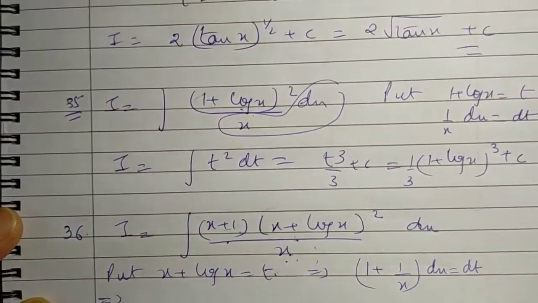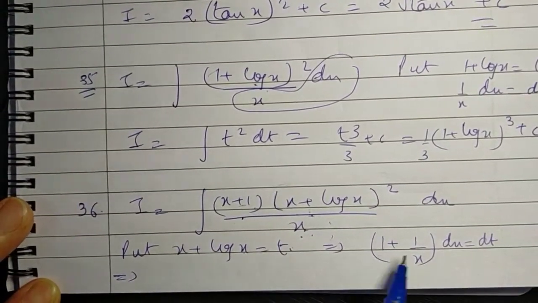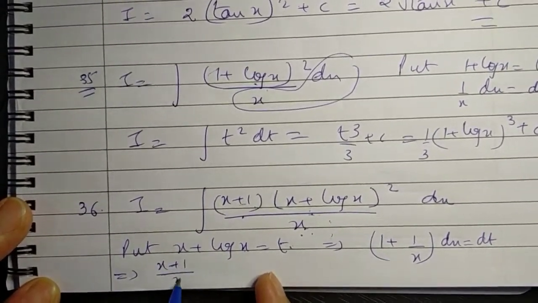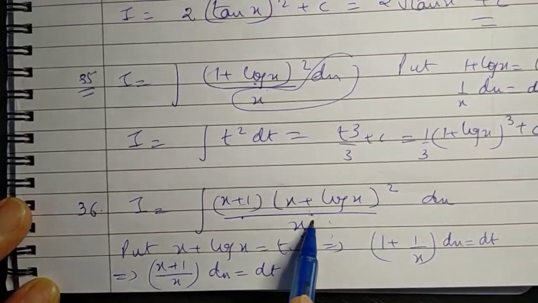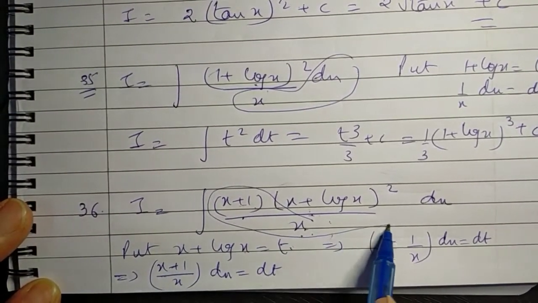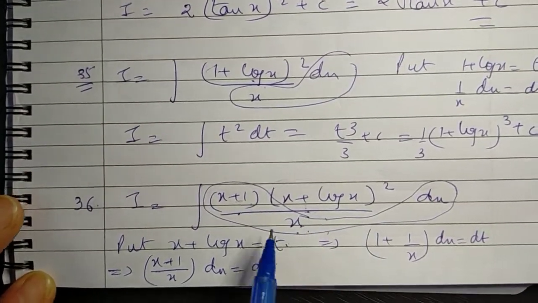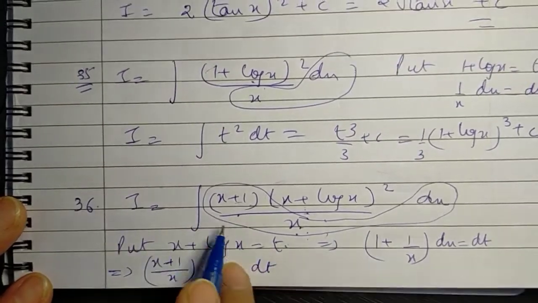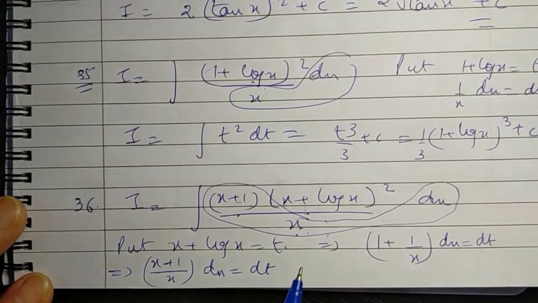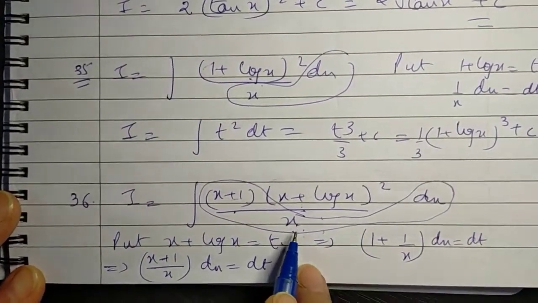Can we simplify it further? Let's see. What do we get? This becomes x plus 1 over x into dx as dt. So very clearly we see that this whole thing gets absorbed in dt. And so a question which looked so difficult by the first look of it is an extremely simple question.